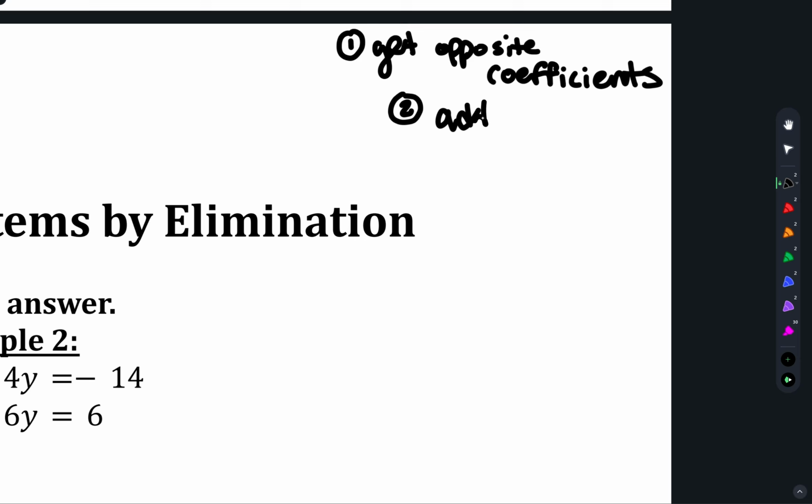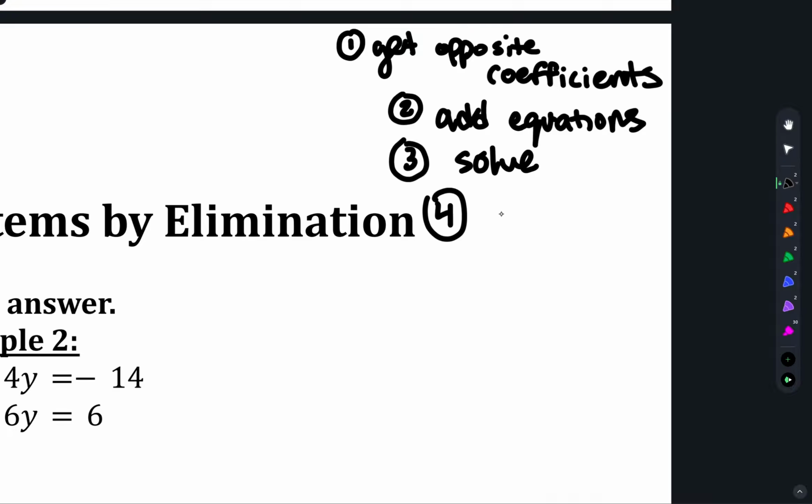So we add equations for step 2. Once we add our equations, we should be left with only one variable, either x's or y's, not one of each. And we should be able to solve. Rinse and repeat. We take our solved variable, we substitute it back in, and solve one more time. Those are our 5 steps to elimination. Do they refresh our memories from Friday, hopefully?